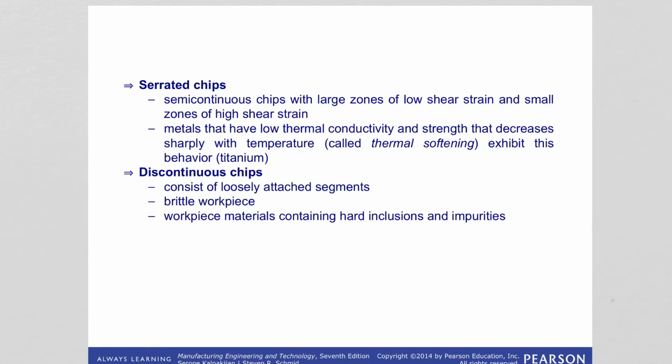Metals that have low thermal conductivity and strength that decreases rapidly with temperature exhibit this behavior. So if you have a material where its strength is decreasing with temperature, we call that thermal softening. Or if you have a material with low thermal conductivity, these types of metals show serrated or segmented chips. One example is titanium.